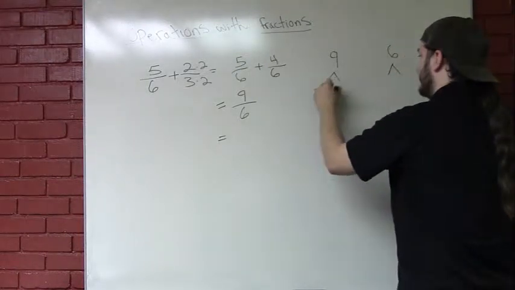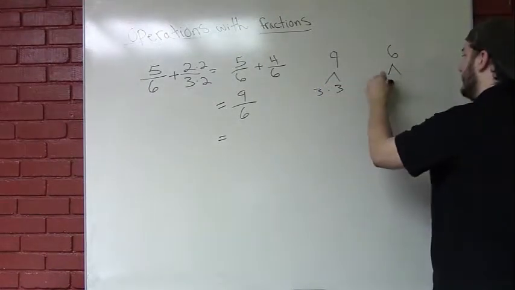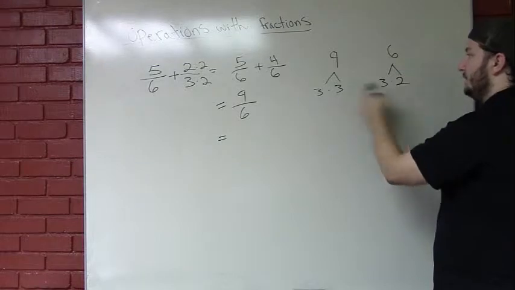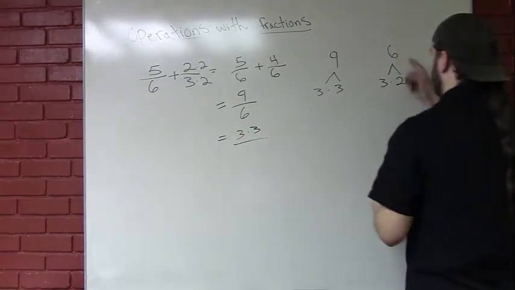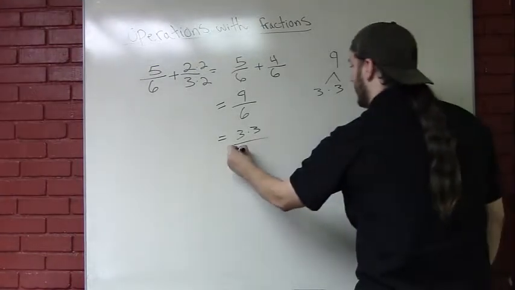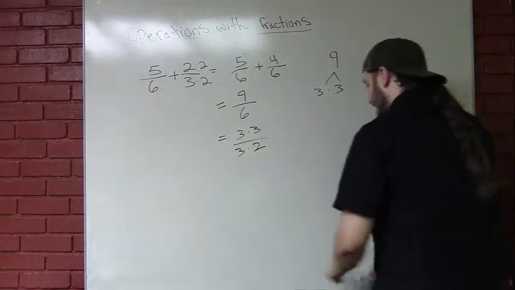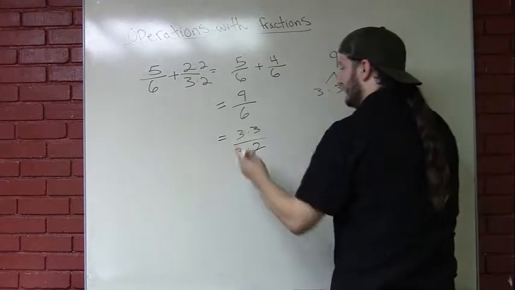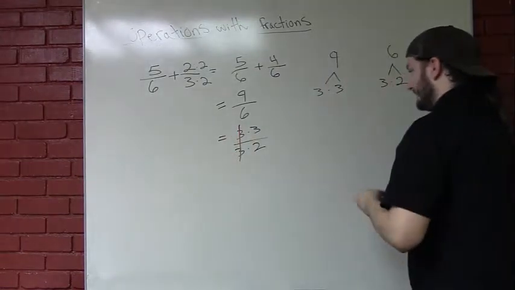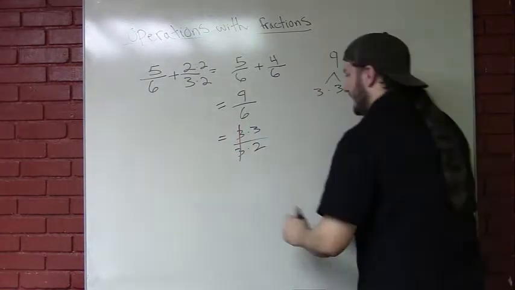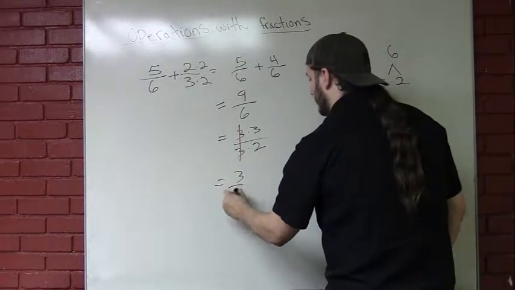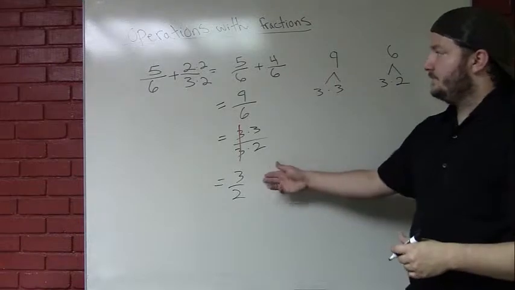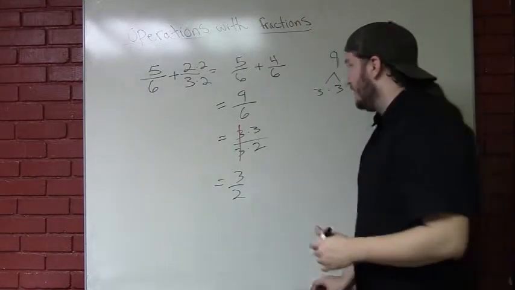So this is going to be 3 times 3, 6 is 3 times 2, okay? So we end up with 3 times 3 on top, and the prime factorization of 6 was 3 times 2. There's a 3 on top, 3 on bottom, they cancel out. You end up with an answer that is 3 divided by 2, okay? Let's try another one.